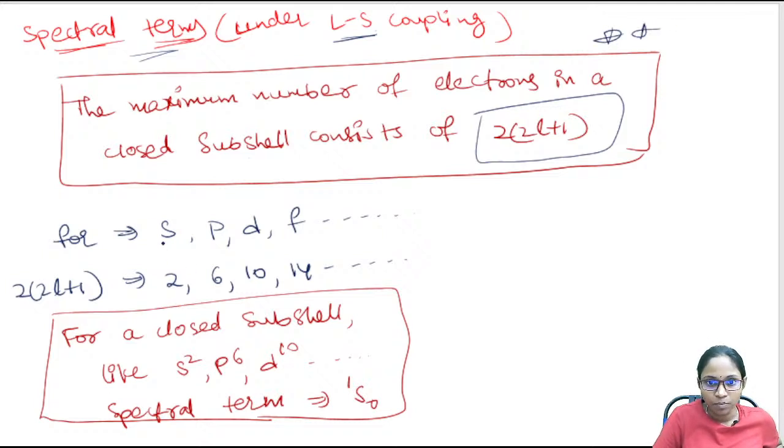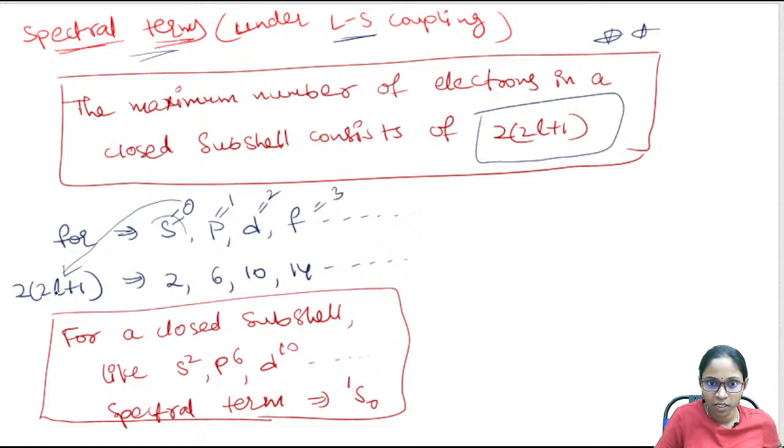You have to remember this. For example, I have S, P, D, F and so on subshells. For these subshells, the maximum number of electrons will be 2(2L plus 1). For the S subshell, the L value will be 0. For P, it will be 1. For D, it will be 2. And for F, it will be 3. S, P, D, F: L values will be 0, 1, 2 and 3. Just substitute the L value in this equation.